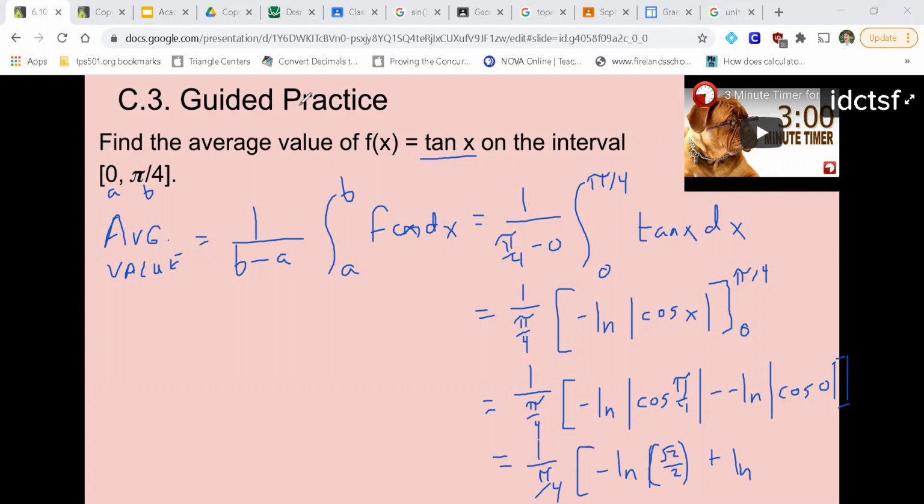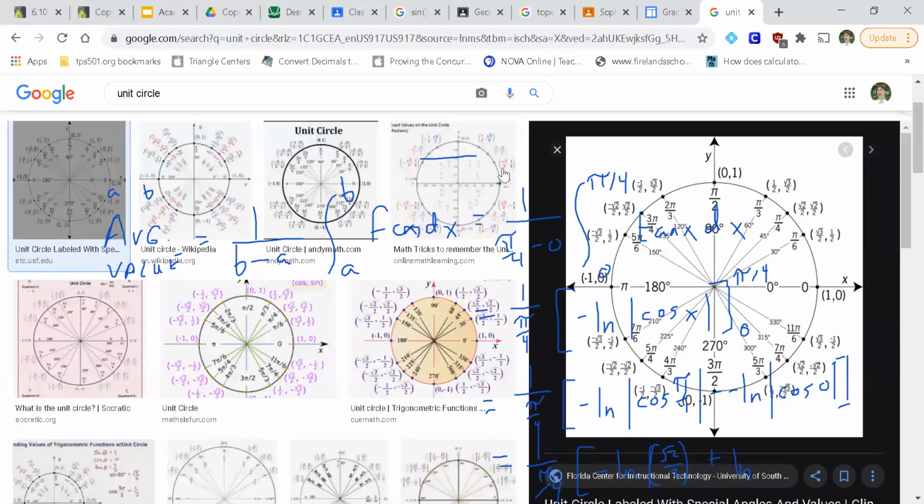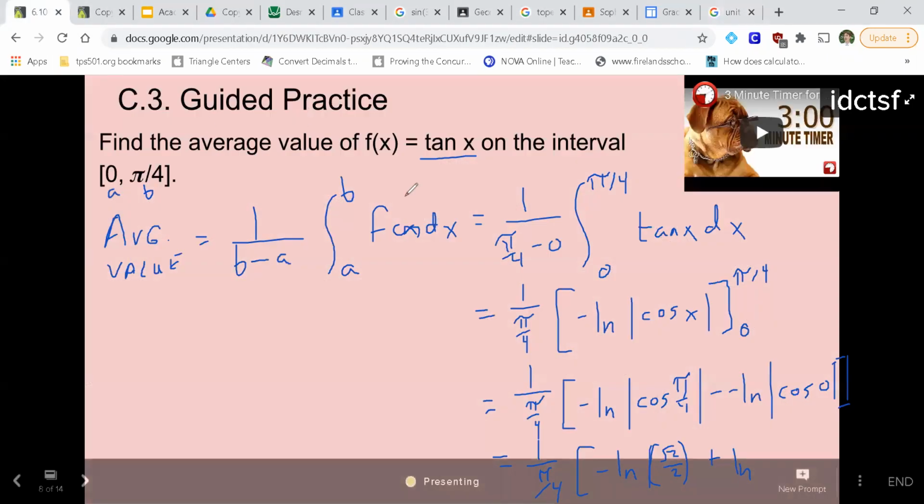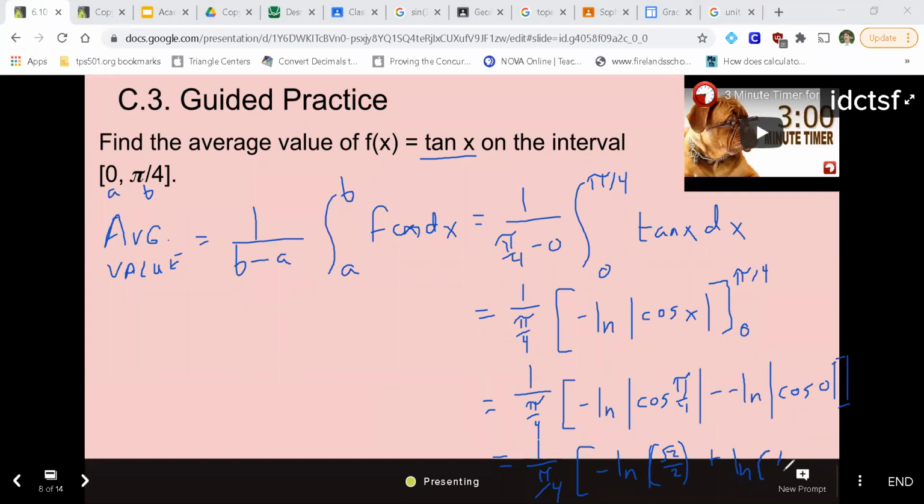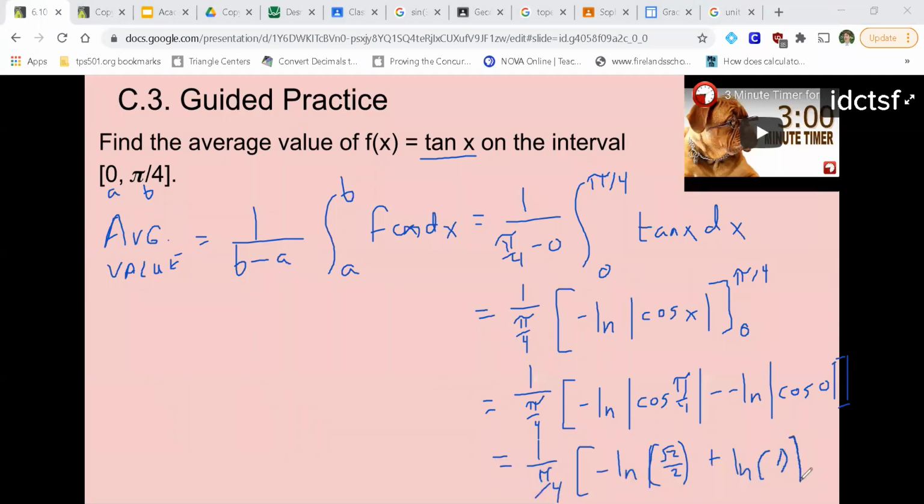The natural log of the cosine of 0 is your x value, 1. But the natural log of 1 is just 0, right? If you ask what number, or e to the what power gives you 1, e to the 0 power gives you 1. So really, the final answer would just be erasing this part right here.